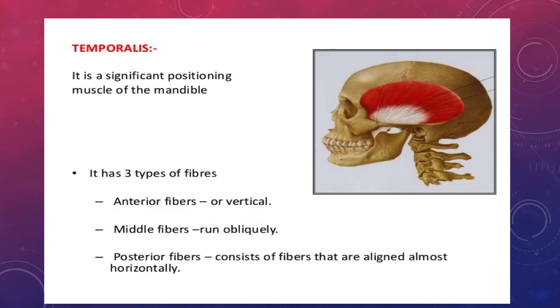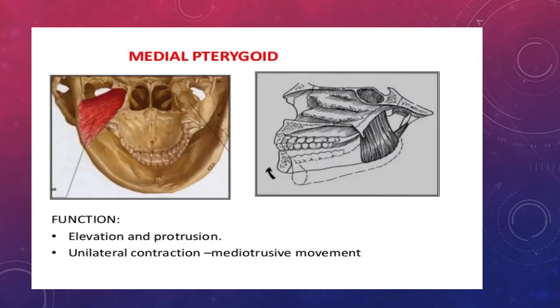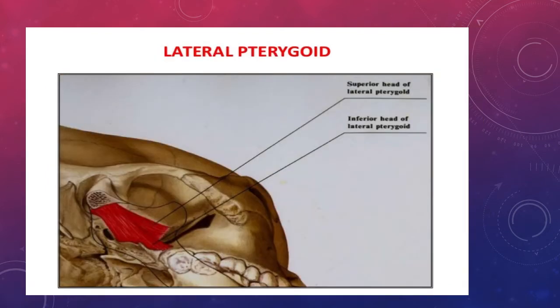Temporalis is a significant positioning muscle of the mandible. It has three types of fibers: anterior fibers, which are vertical; middle fibers, which run obliquely; and posterior fibers, which run almost horizontally. Medial pterygoid function: elevation and protrusion; unilateral contraction causes mediotrusive movement. You can look at this photo of the lateral pterygoid, the superior head and the inferior head.